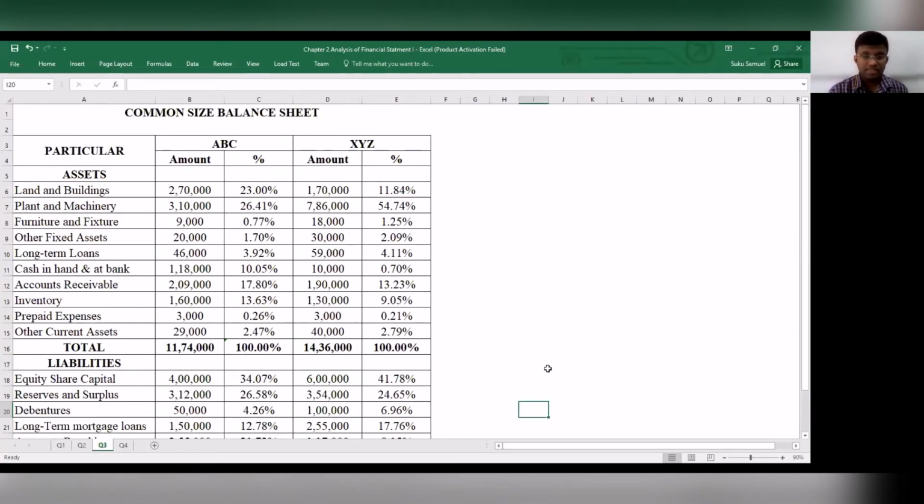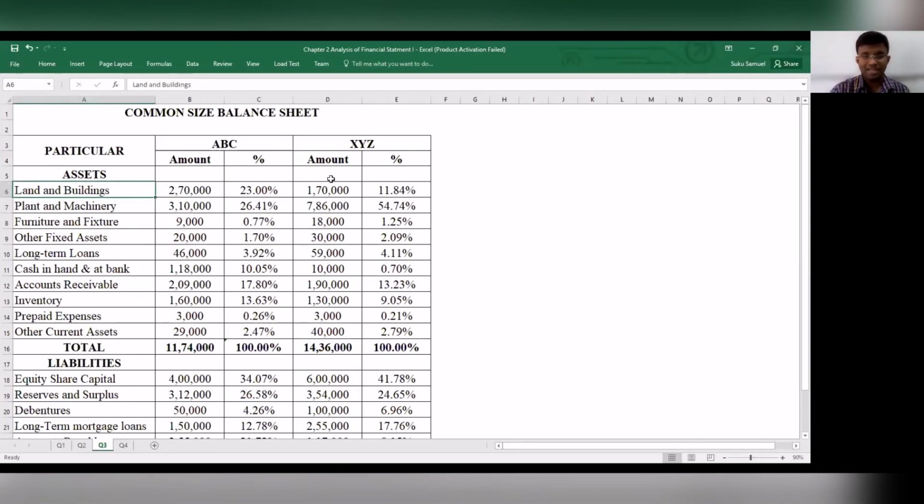Now, if you notice, I have converted all the items in my balance sheet out of 100. So now comparison becomes very easy. For example, ABC's net asset worth is 11,74,000. XYZ's net asset worth is 14,36,000. But now that we've calculated the common size balance sheet percentages, comparison becomes very easy.